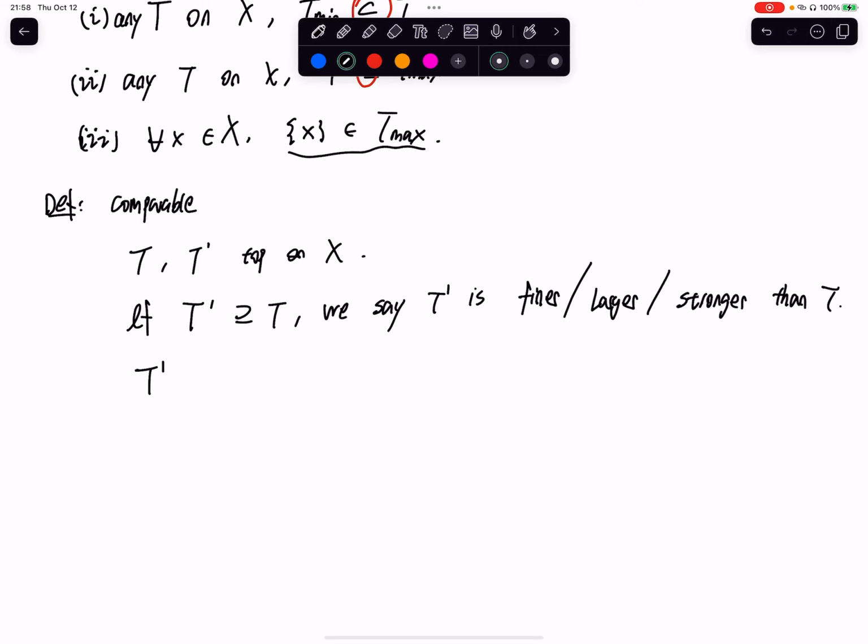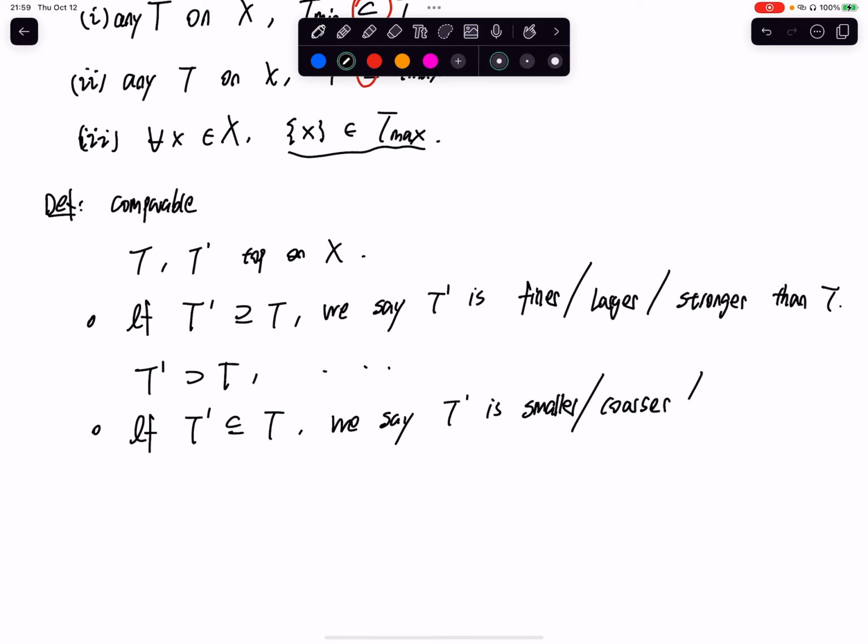And if T prime strictly contains T, we say that T prime is strictly finer, strictly larger, or strictly stronger than T. And if T prime is smaller than T, we say that T prime is smaller or coarser or weaker than T. And similarly, if T prime is strictly smaller than T, we say that T prime is strictly smaller or strictly coarser or strictly weaker than T.